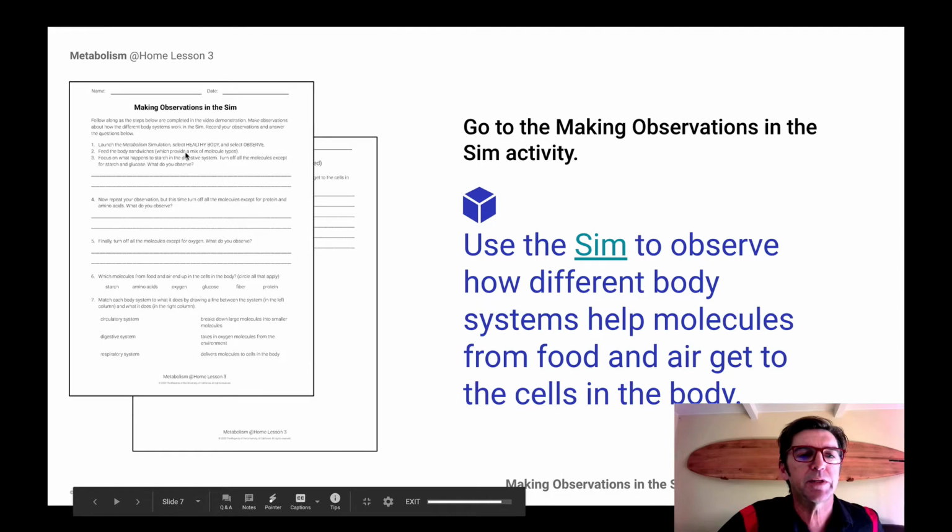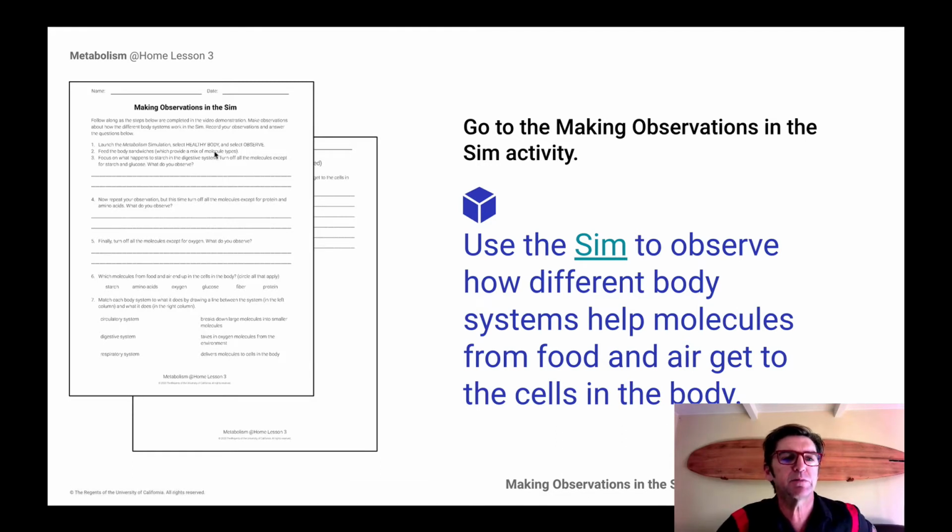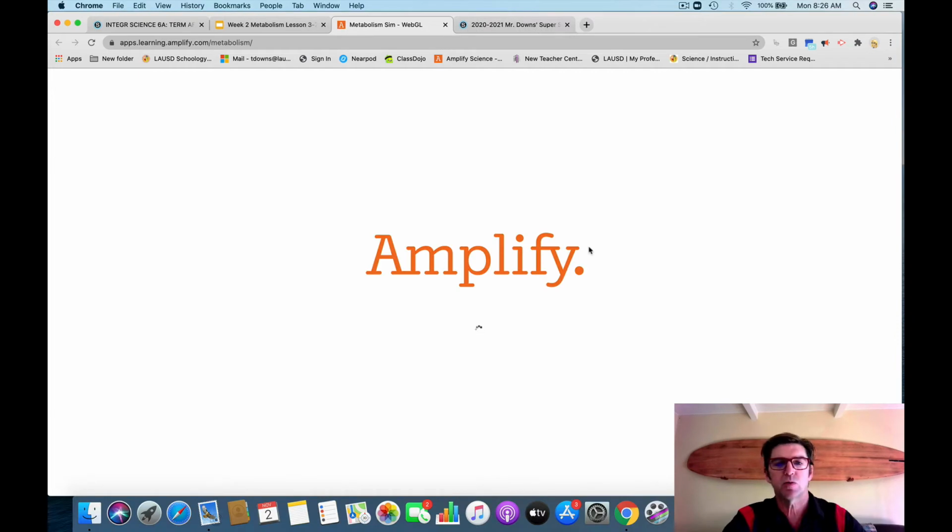And this does give you some guidelines if you click present and get bigger. That we're going to launch the metabolism simulation, select healthy body, and select observe. Now this is important. Feed the body sandwiches, which has a mix of molecule types, and focus on what happens on starch. So this is kind of important. Turn off all the molecules except for starch.